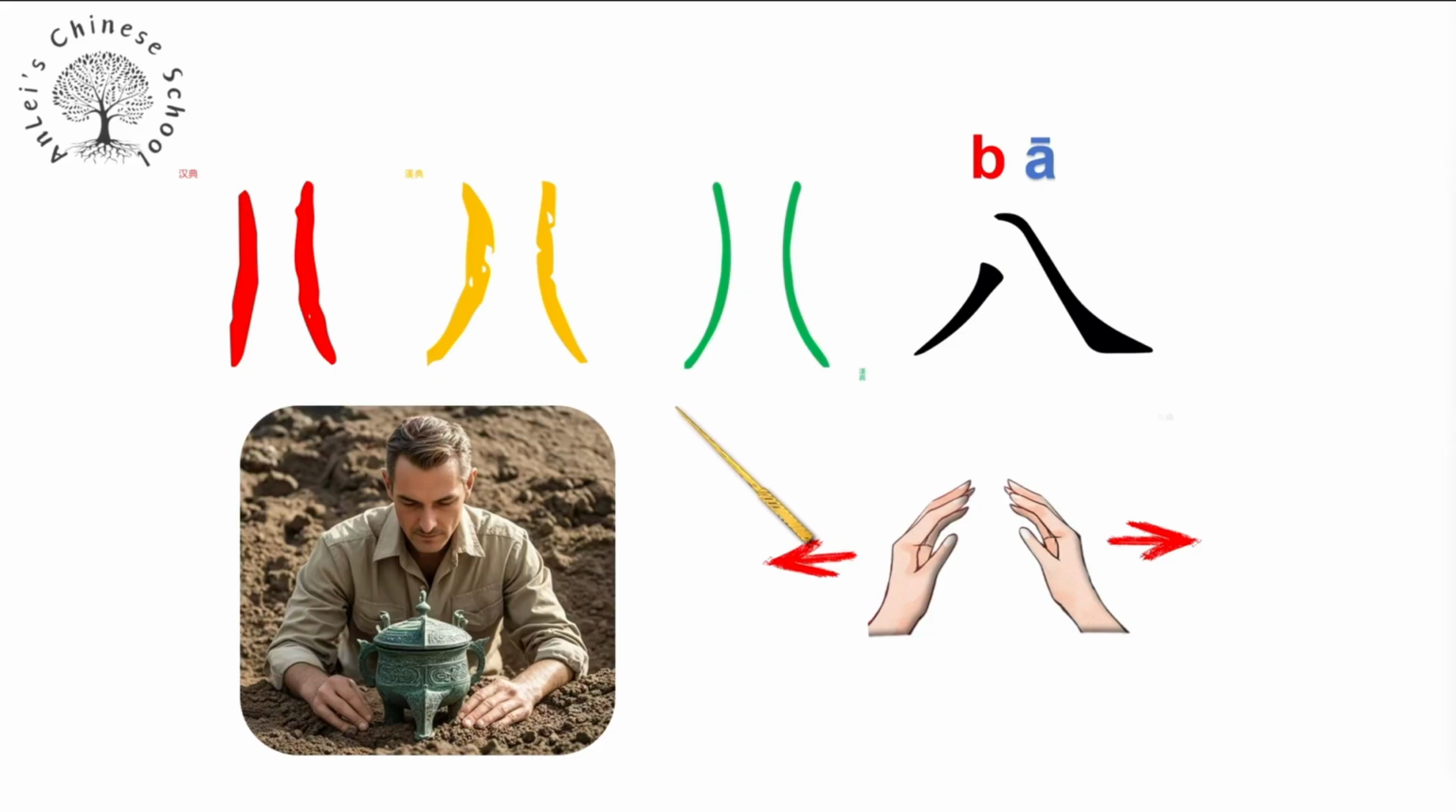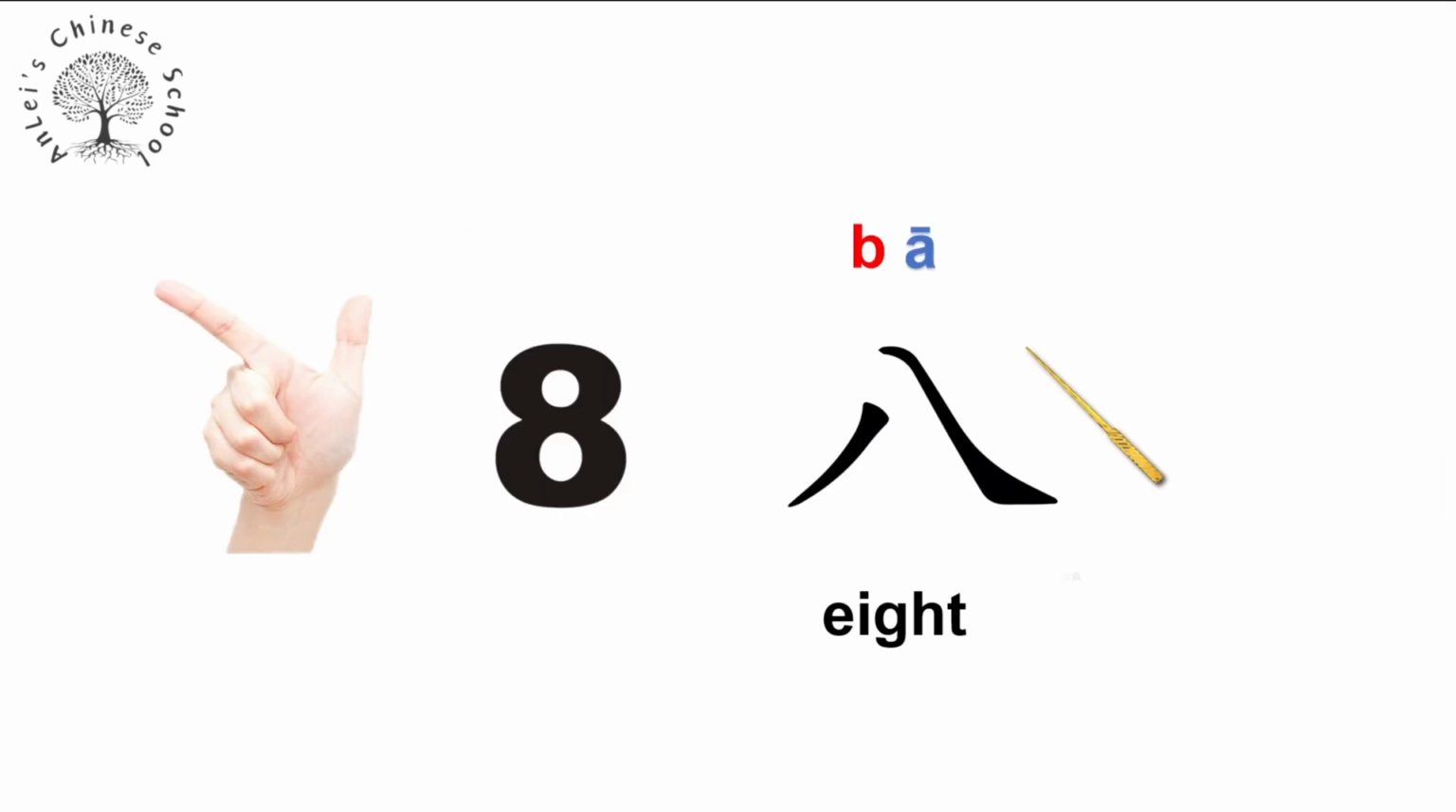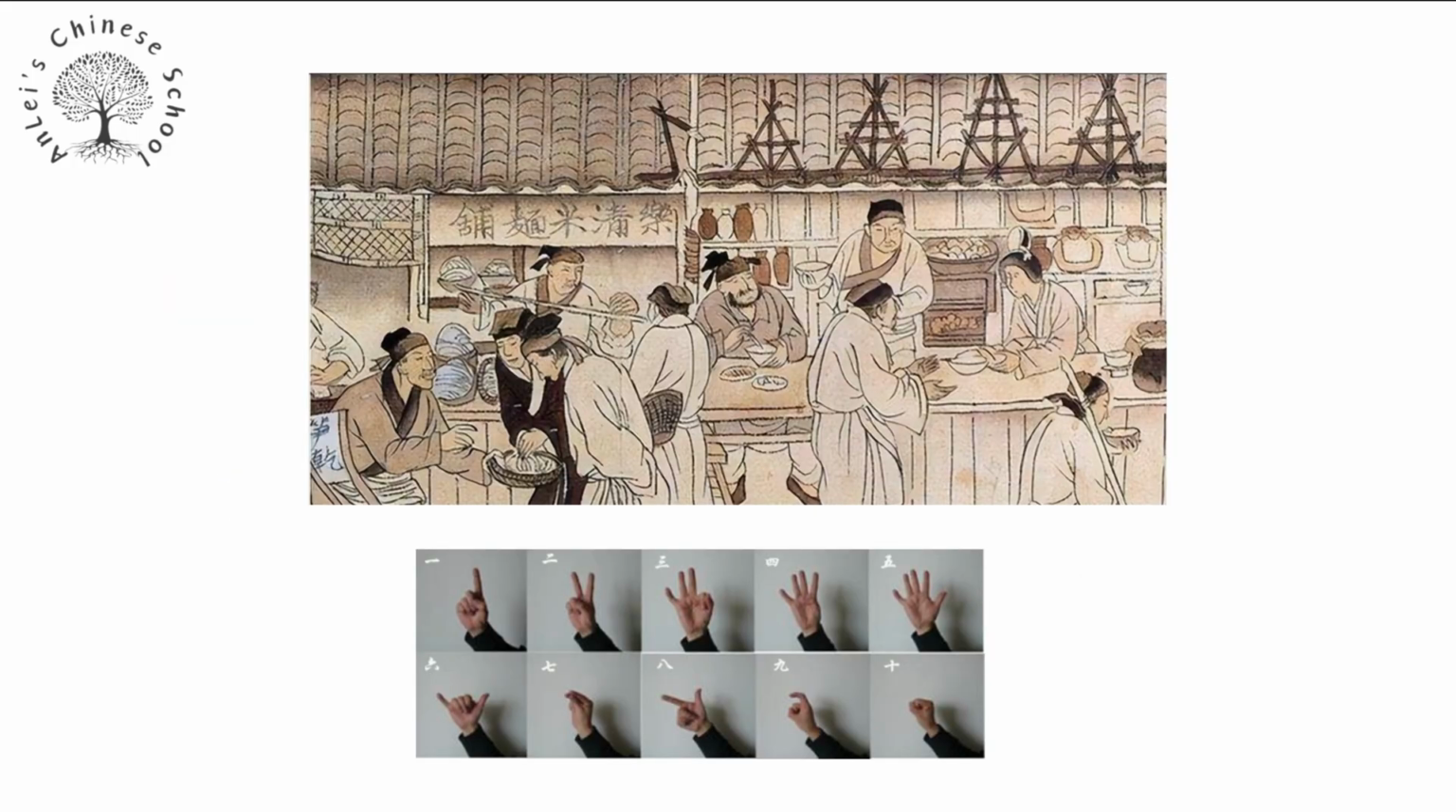Its original meaning is to pull something apart with both hands. 八, bā, 8. This gesture symbolizes number 8 in China. In ancient China, people invented the use of gestures to symbolize numbers. It made our life easier, especially for doing business.